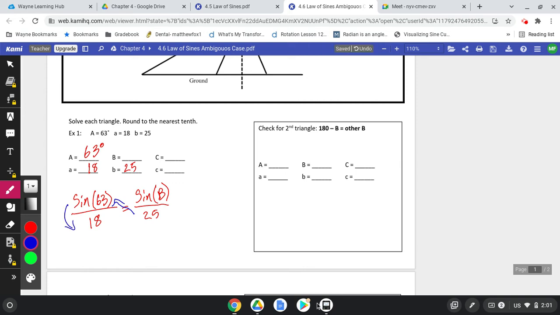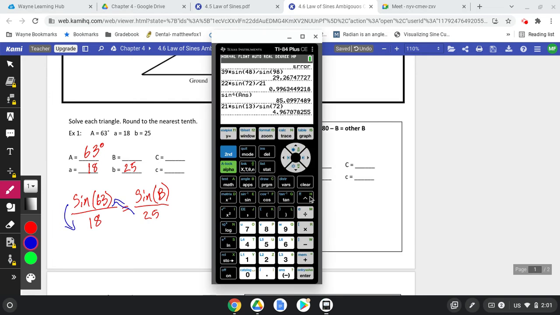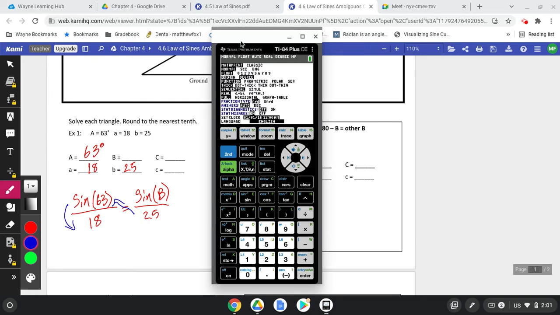Now, when you're using your calculator, remember you have to have it in degree mode. So if you're not sure if it's in degree mode, go to mode. I'm already in degree mode. If not, arrow down, arrow over, hit degree, hit enter. To get back, hit second, quit.